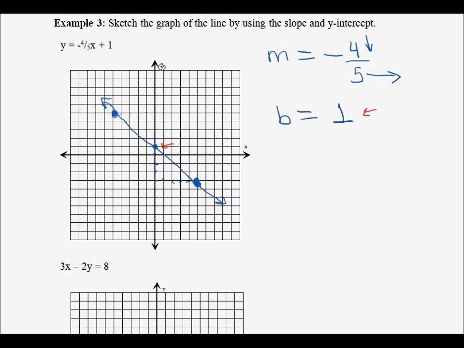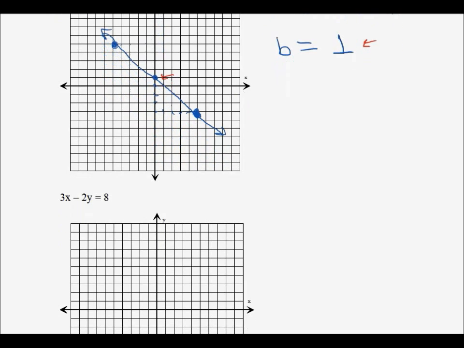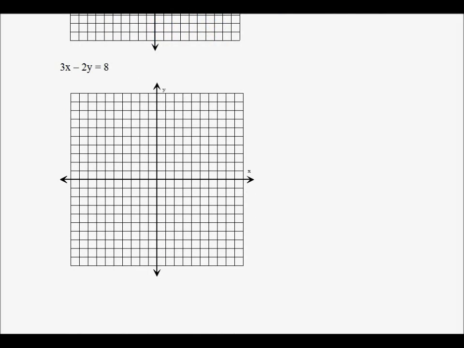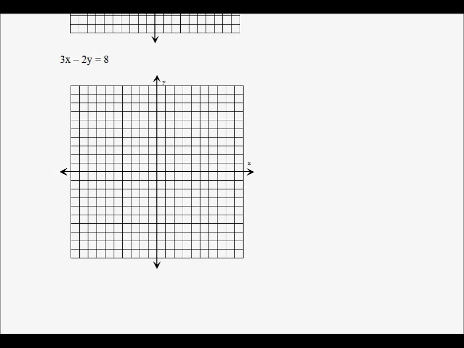Now when I look at this next one, I'm going to move this up a smidge. The next one is not in slope-intercept form, but that's okay because we practice putting equations in slope-intercept form. So this one is 3x minus 2y equals 8. I'll put it in slope-intercept form by subtracting this 3x from both sides of the equal sign. That gives me a negative 2y equals a negative 3x plus 8, and then divide by negative 2.